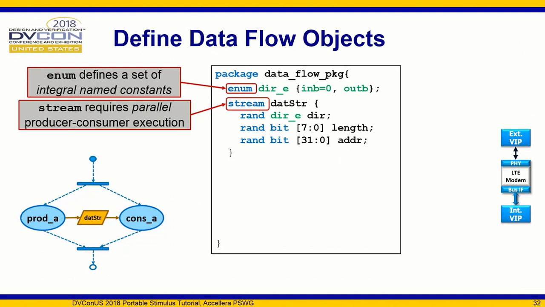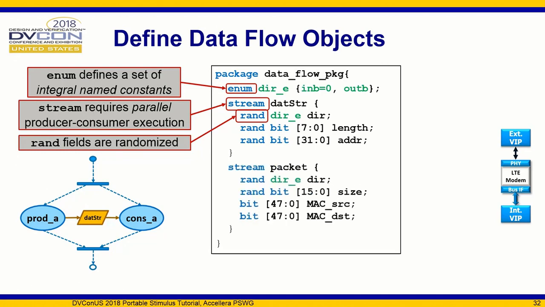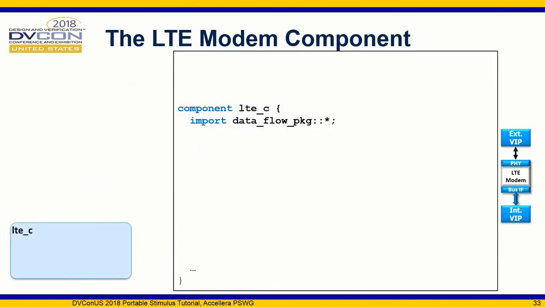So in some examples that we've been working on, there's a base data type, and we extend that to be either a stream or a buffer, depending on what the requirements are for that particular piece of data. We can randomize the fields of the data object, and we can also have a packet stream as well. Now what we have is our component, which is the LTE modem component.